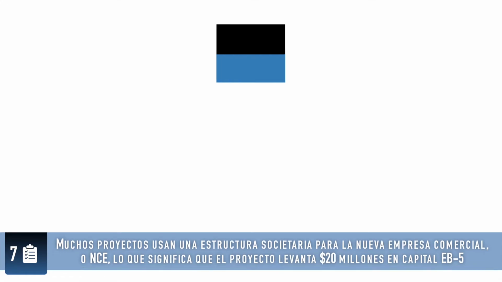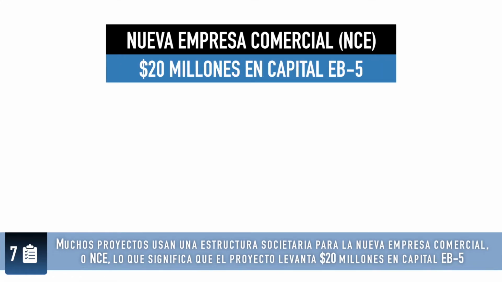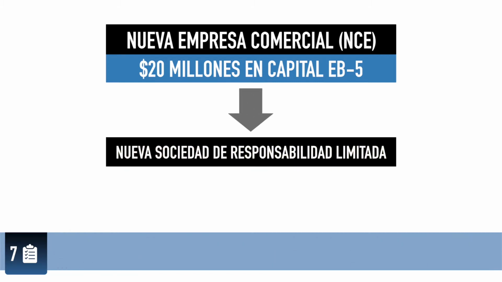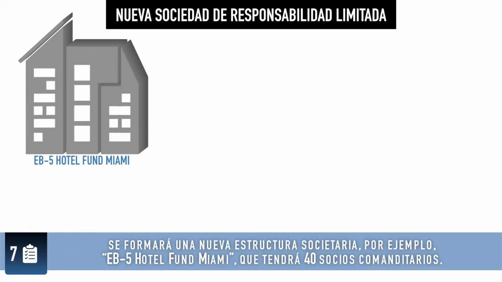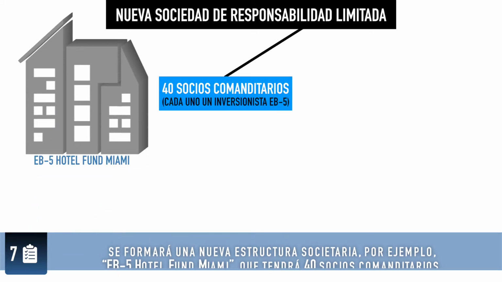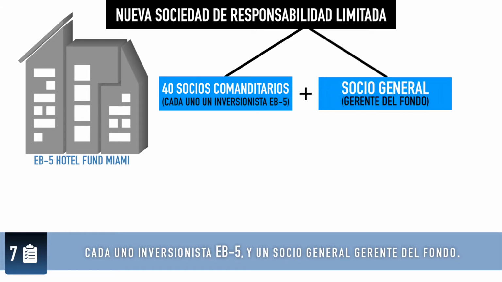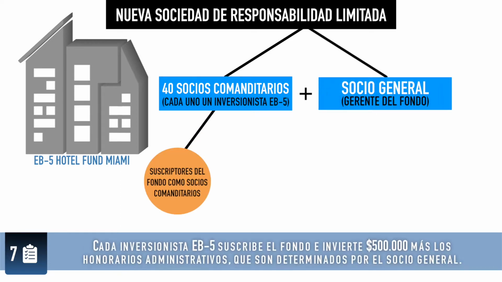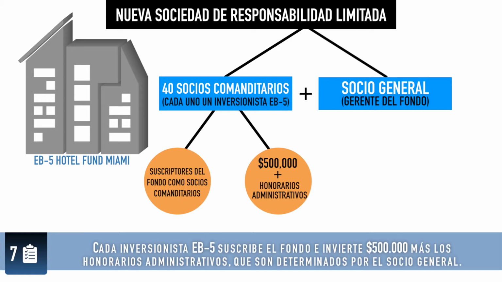Many projects use a partnership structure for the new commercial enterprise, or NCE, which means that if the project is raising $20 million worth of EB-5 capital, a new limited partnership will be formed. For example, EB-5 Hotel Fund Miami, which will have 40 limited partners, each an EB-5 investor, and one general partner or manager of the fund. Each EB-5 investor subscribes as a limited partner to the fund and invests $500,000 plus any administrative fee, which is determined by the general partner.